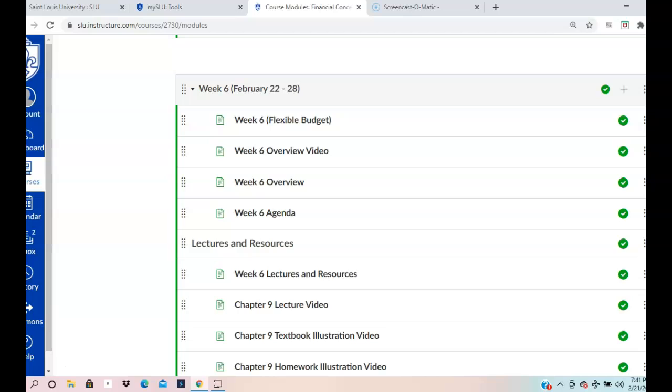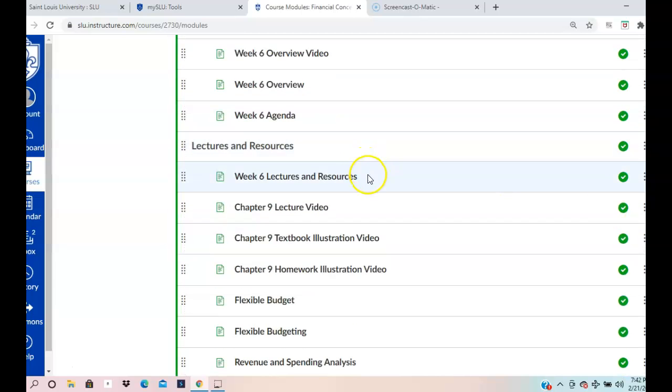We'll look at what we call various analyses to look at projections according to actual numbers to see whether we were within budget, over budget. So we'll look at different types of variances covered in chapter 9. So be sure to take a look at the chapter 9 lecture and videos.